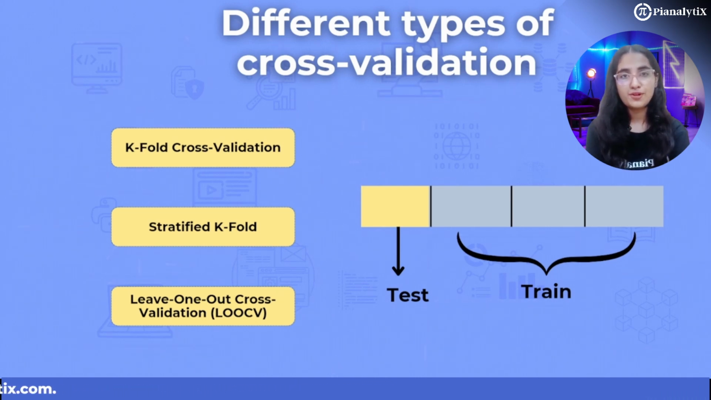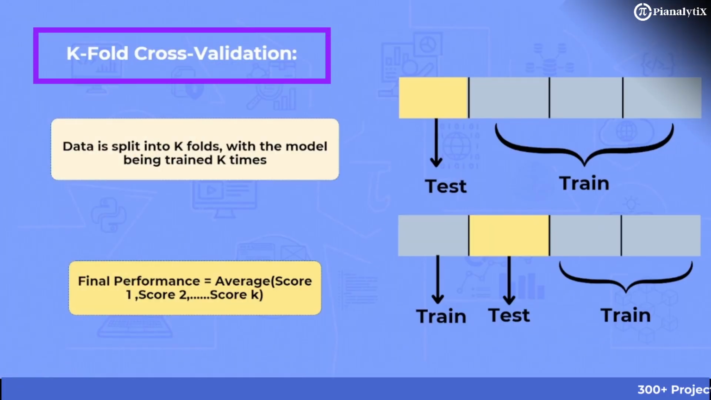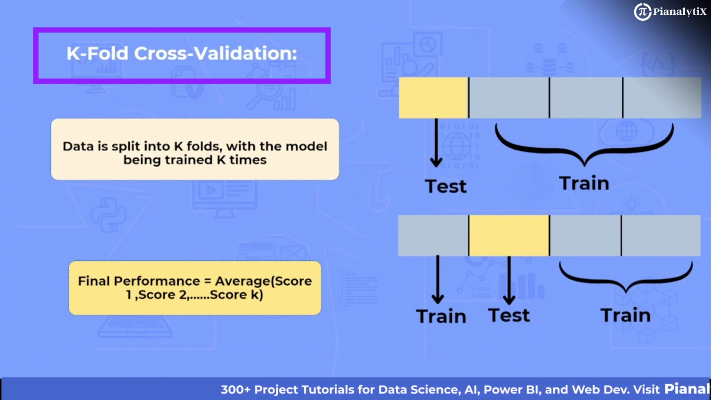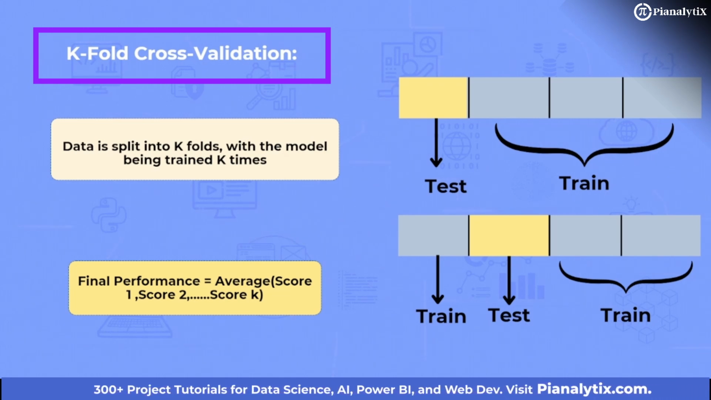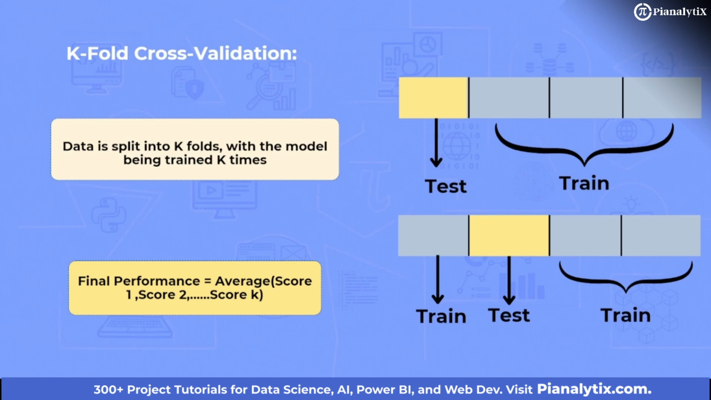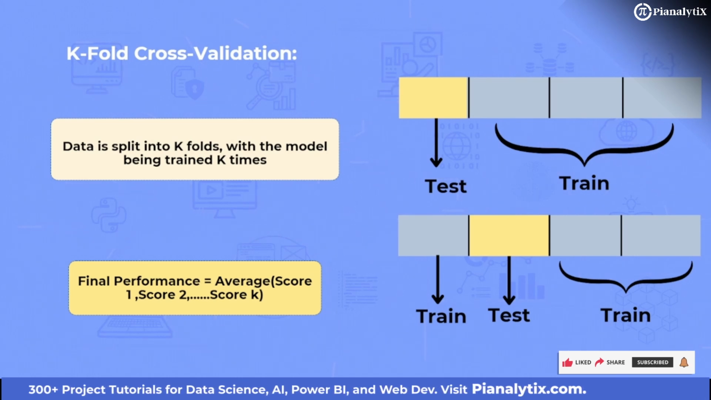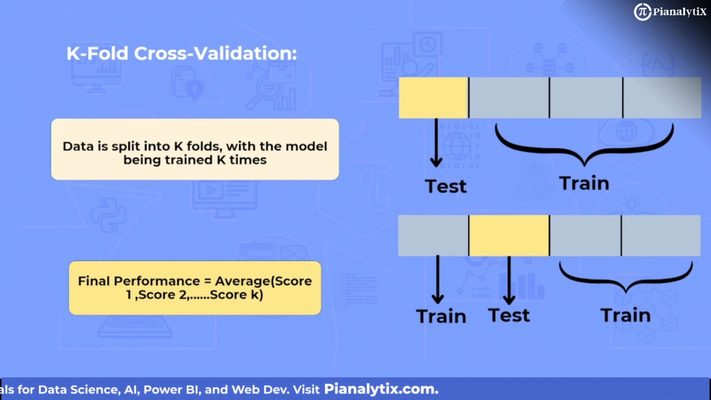First, k-fold cross-validation. In k-fold cross-validation, k refers to the number of parts into which the dataset is divided. The data is split into k equal folds or portions. The model is trained k times with each iteration using a different fold as the testing set and the remaining k minus 1 folds as the training set. This process continues until every fold has been used as a test set once. The final performance of the model is measured as the average of the scores from all k iterations.